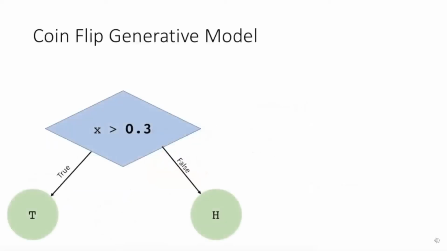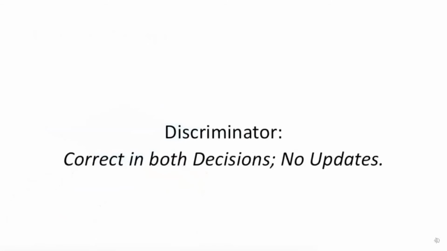It failed because, once again, it didn't have enough heads. So, once again, we send the signal to generate more heads, so we can update its threshold from 0.3 to 0.4. Since the discriminator was correct in both cases, no updates are required.